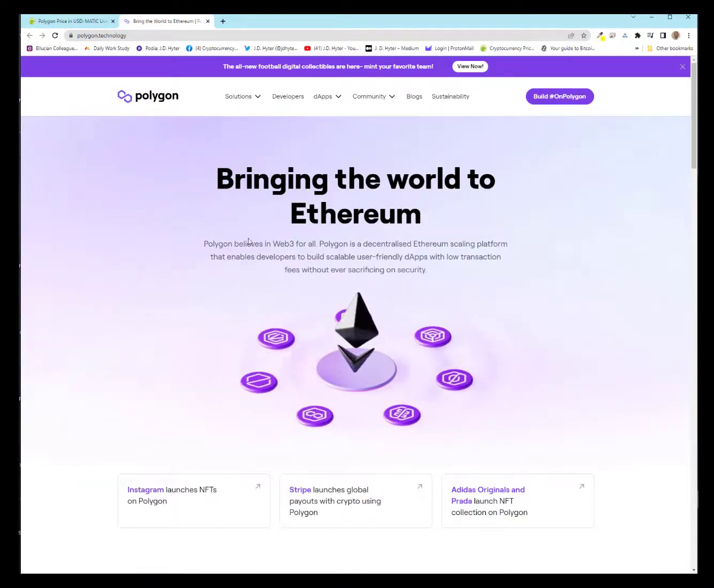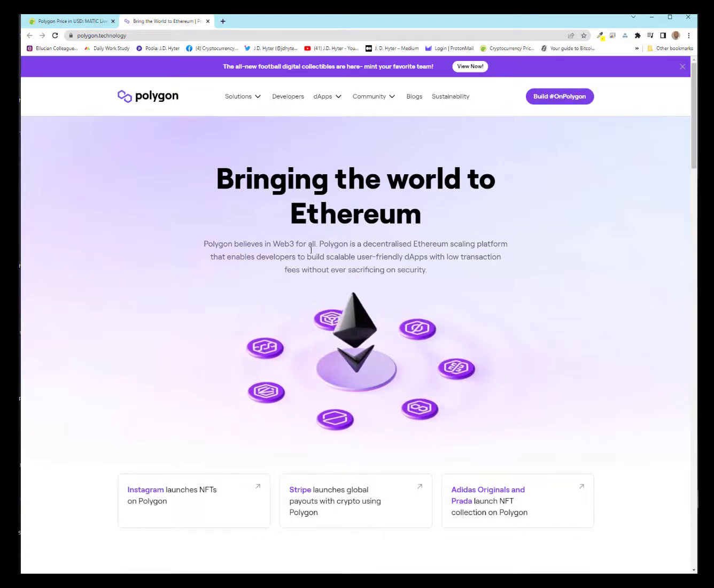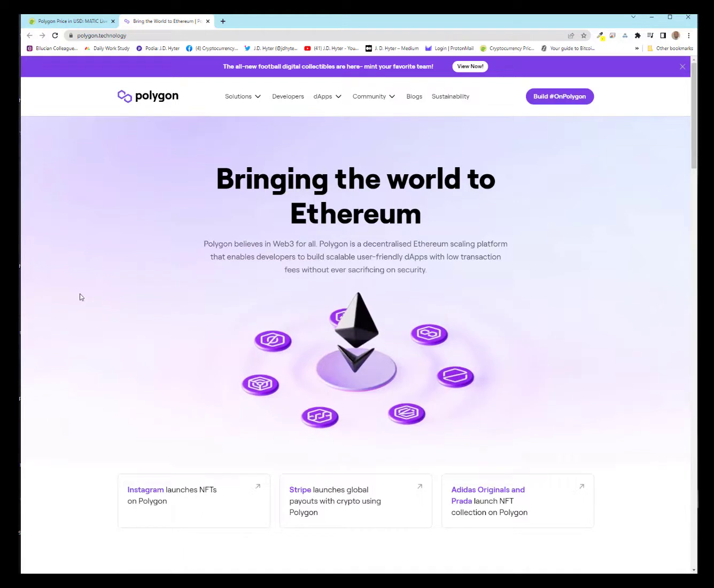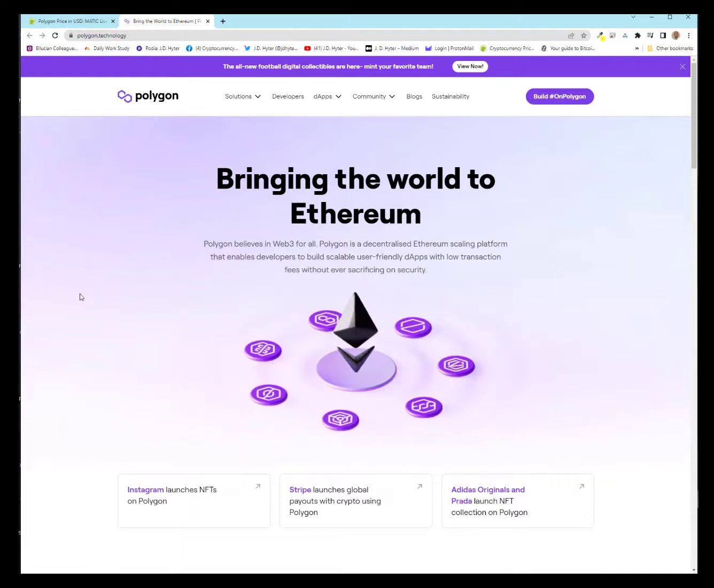Bringing the world to Ethereum. Polygon believes in Web3 for all. Okay, so they're trying to build Web3. It's a decentralized Ethereum scaling platform that enables developers to build scalable, user-friendly dApps with low transaction fees without ever sacrificing on security. Okay, I know that was a lot of jargon for people, but what they're basically saying is they're trying to solve a major problem that the crypto industry has, which is being able to scale with the blockchain and keep security. It's a big issue, and all of these coins are basically trying to solve this same issue, and they're trying to be better at it.